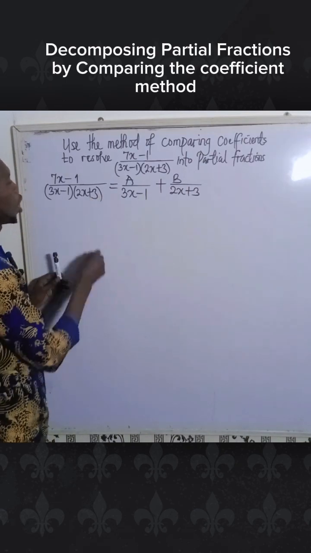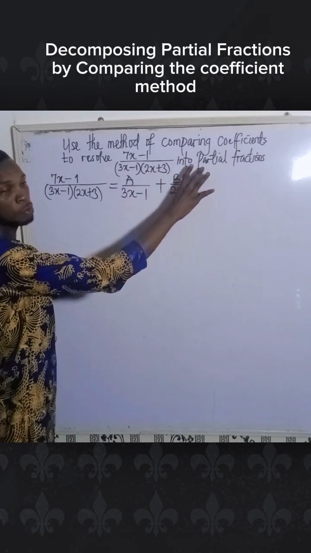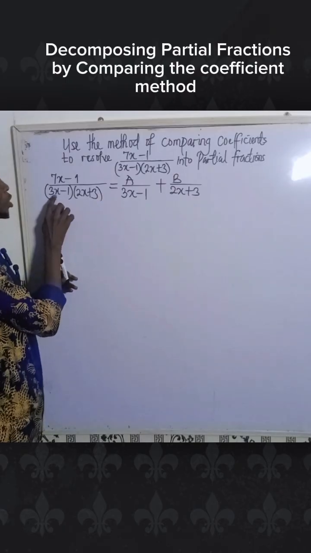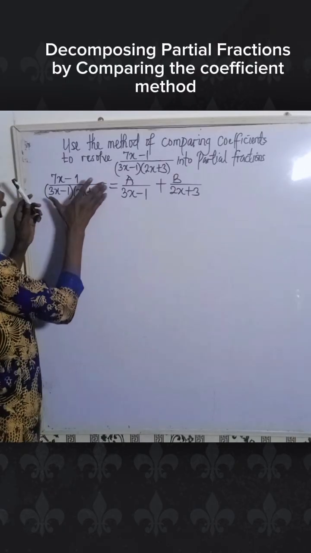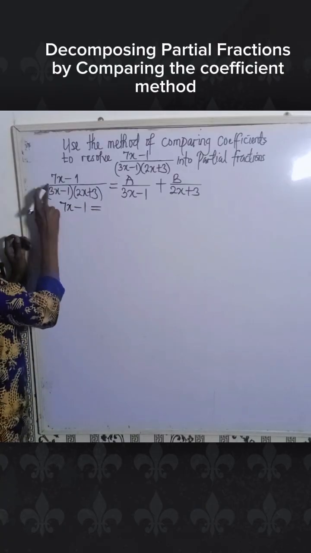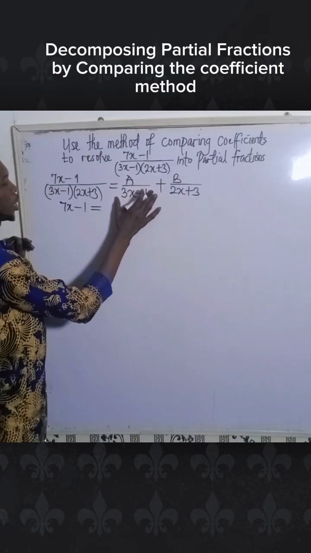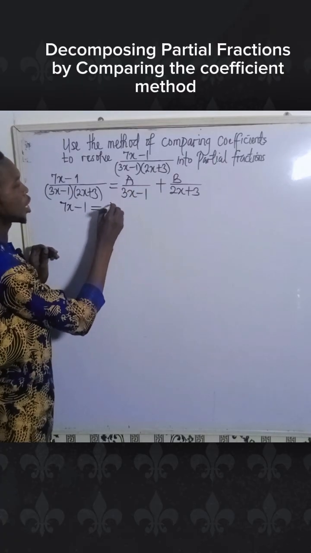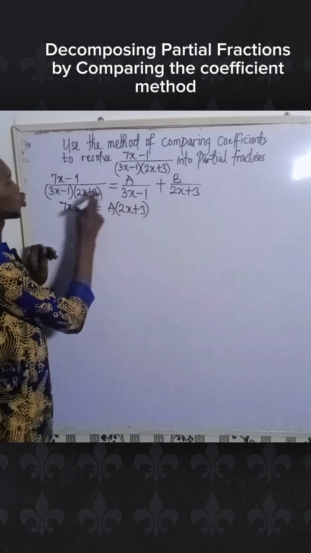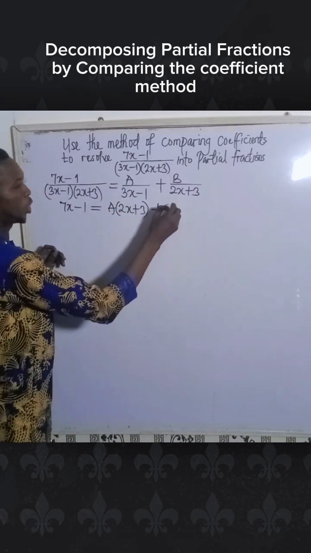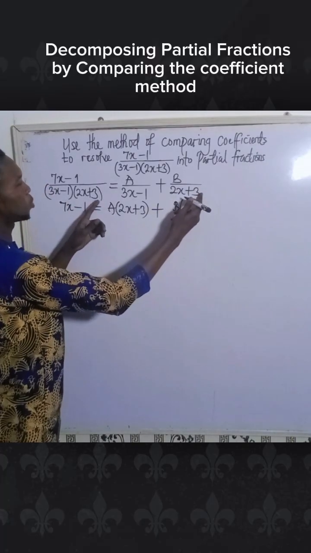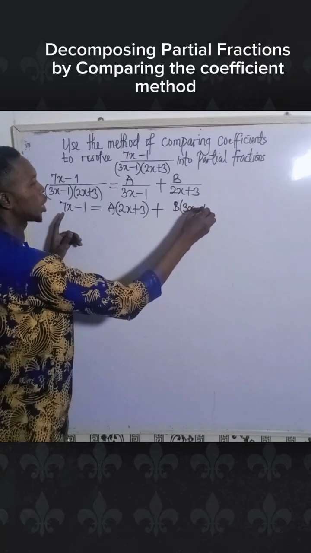All right, so the next thing is we are going to multiply each of the terms, both on the left and right hand side, by the LCM. The LCM is (3x minus 1)(2x plus 3). When you multiply by the LCM, you have 7x minus 1, because the LCM will cancel out the denominator. You're also going to have A into 2x plus 3, because 3x minus 1 will cancel out 3x minus 1. We have B into 3x minus 1, because 2x plus 3 will cancel out 2x plus 3.